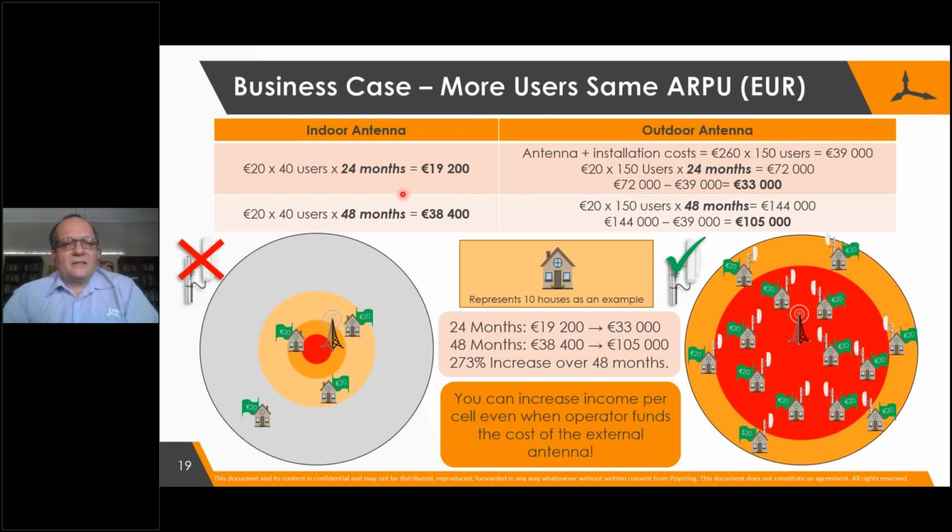So we go back to our previous example, and that is fairly typical. So you'll only be able to service about 40 users with indoor routers. And by the way, those numbers are close to typical.